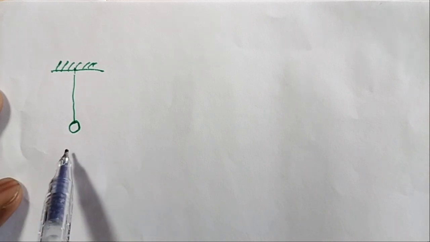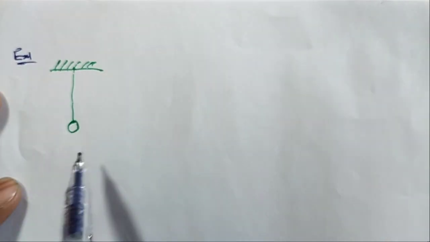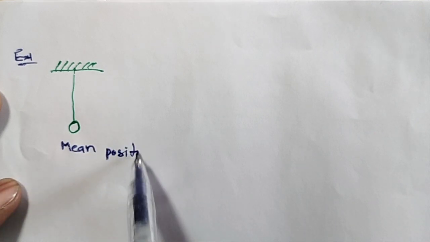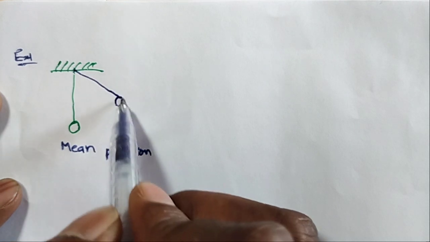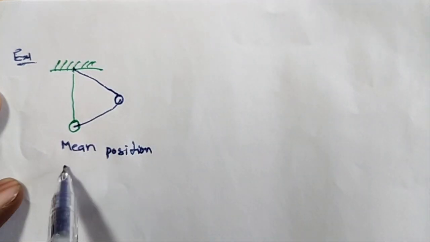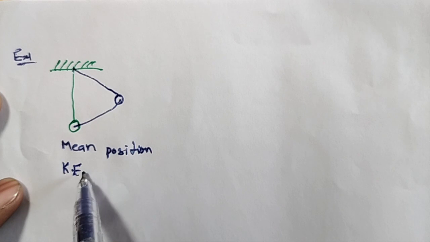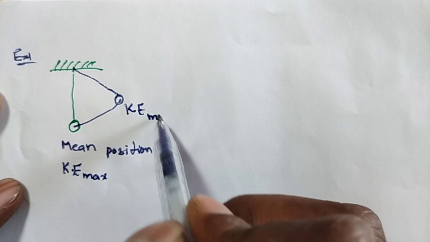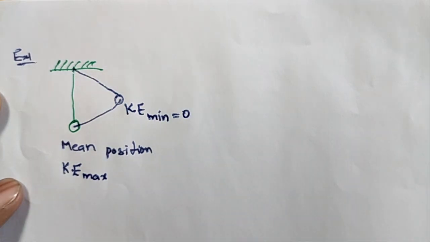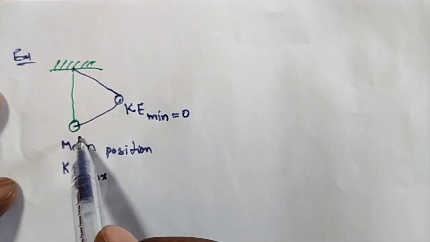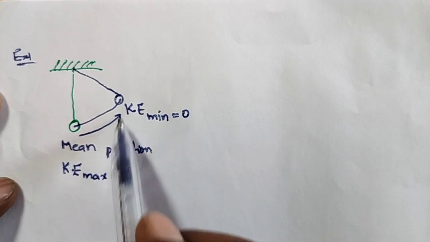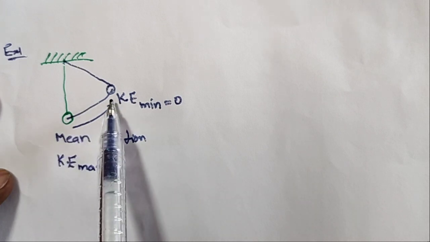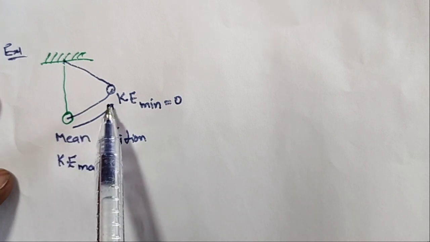Here I am taking the simple pendulum example. We know that very well: this is the mean position and this is the extreme position. At the mean position, the kinetic energy is maximum. At the extreme position, the kinetic energy is minimum, that is 0. So when the particle moves from the mean position to the extreme position, its kinetic energy decreases.